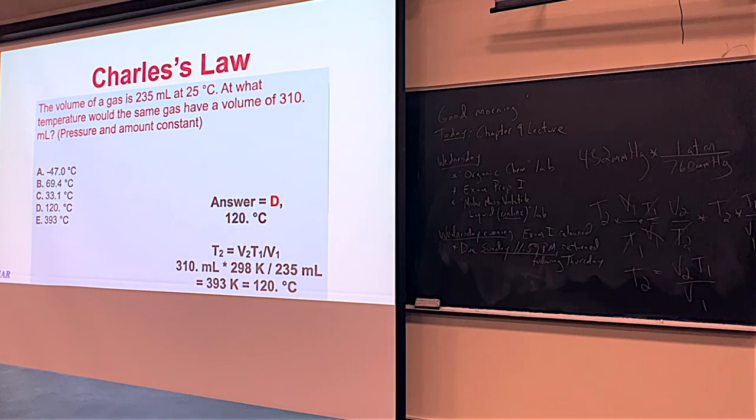All right. So then let's start plugging and chugging. So we said here how the V2, the new volume, is 310 milliliters. That goes on the top. Kelvin, 25 degrees Celsius plus 273.15, cut it off the ones, 298 Kelvin. You divide it by the initial volume, 235. So the answer comes out to be 393, but that's Kelvin, all right? It's not Celsius yet, it's Kelvin. So to get from Kelvin back to Celsius, then you subtract 273, 120 degrees Celsius. Any questions?